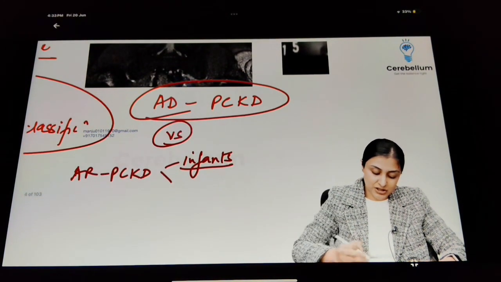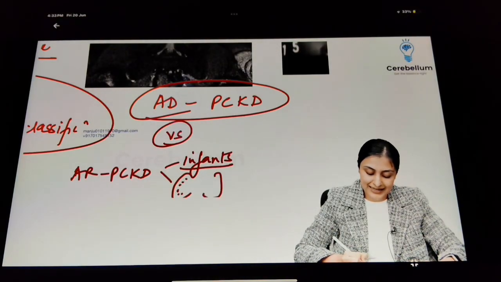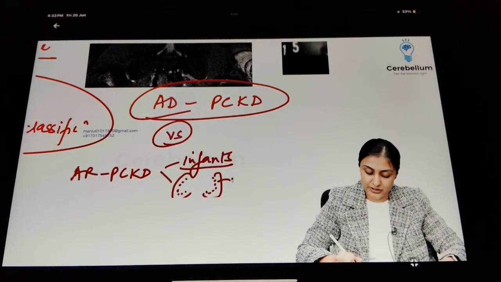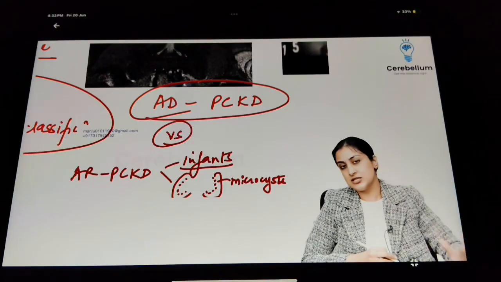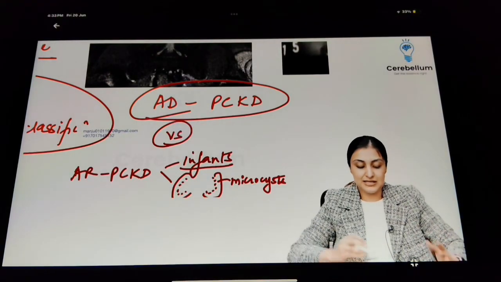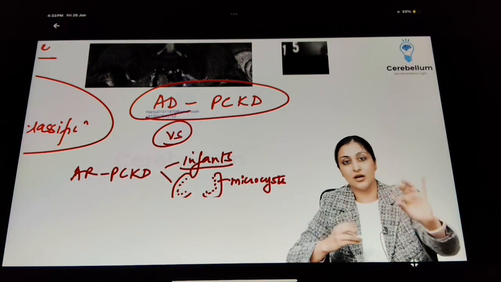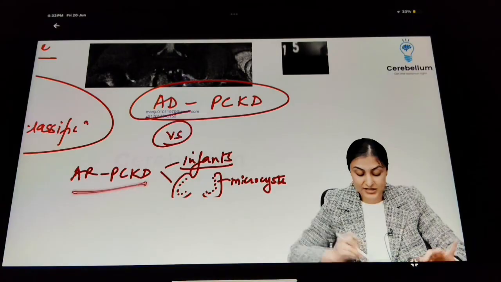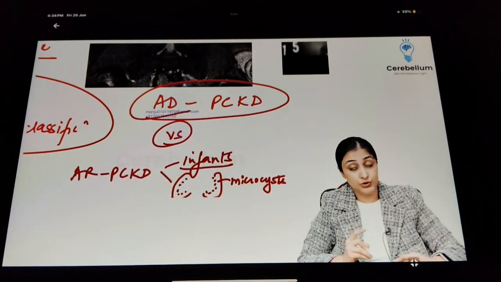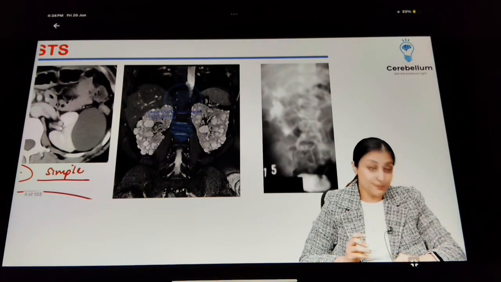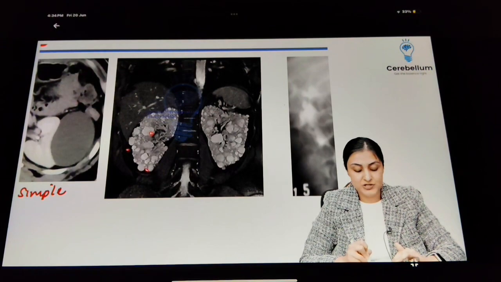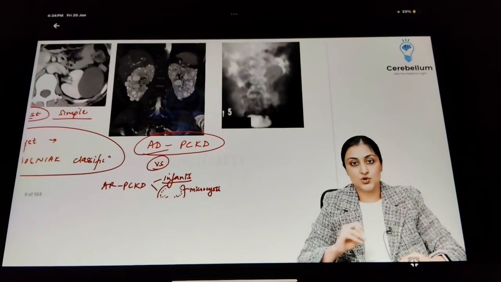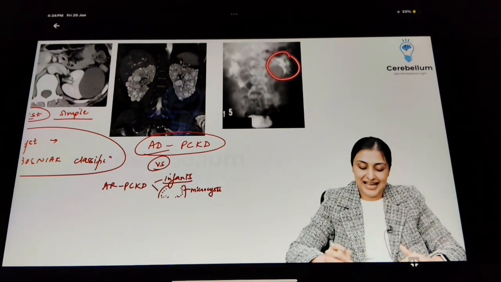In ARPKD, you're going to have a smooth contour. You're going to have these microcysts, small cysts at the corticomedullary junction. The cysts are so small that overall, what you see are two very enlarged kidneys with a very, very echogenic appearance on ultrasound. Forget about that. Just remember that the outer contour is smooth. They are not these big cysts. So if I ask you, can this be ARPKD? Your answer is going to be no, ma'am. We'll never see these big cysts in ARPKD. So this is autosomal dominant polycystic kidney disease. Just an IVP image of the same.